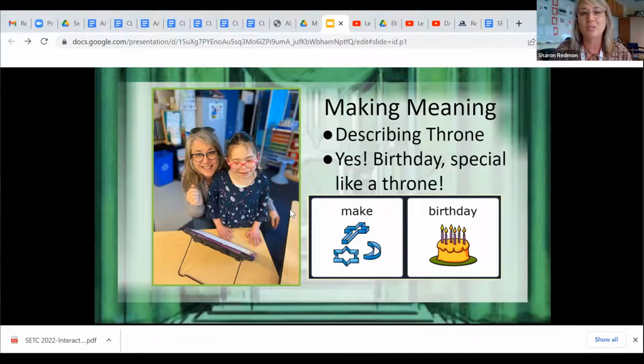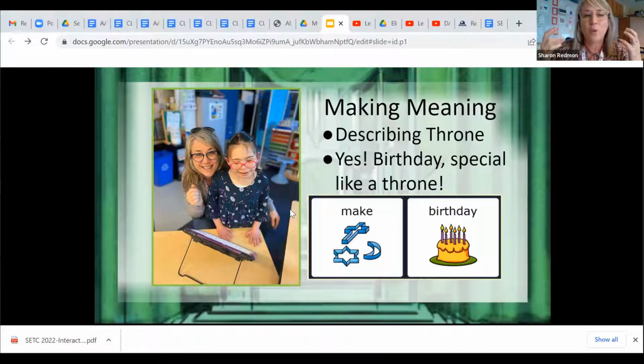You're right. Birthdays are special. Are you saying that sitting on a throne is special? And she said, yes, throne is special. And I said, do you have a throne at home that you sit in when it's your birthday that is special? And she said, yes. And big smiles, like, we got it. We knew, right?